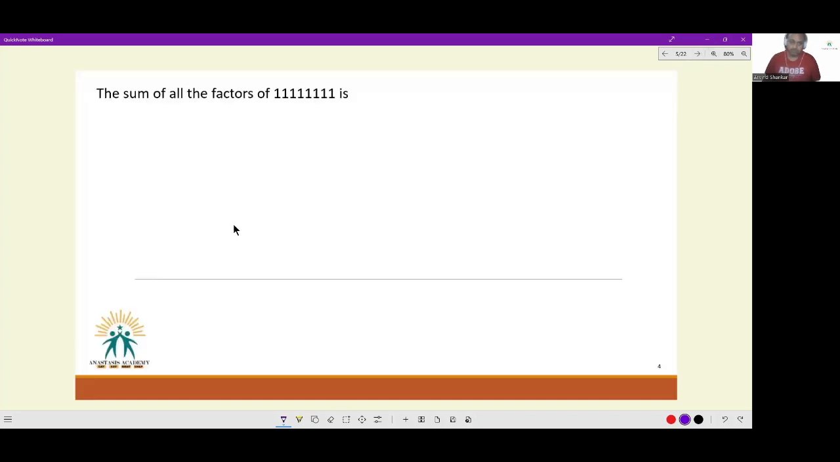Okay, next question. Now, this is an interesting one. Sum of all the factors of 11111111. It is confusing, so we have 1, 2, 3, 4, 5, 6, 7, 8, eight ones. On a cursory glance, the first thing you can potentially see is this number is divisible by 11. So if I divide it by 11, I will get 1010101. This much we will get.